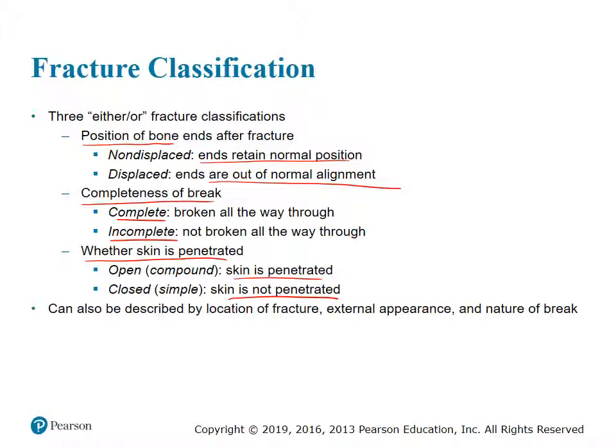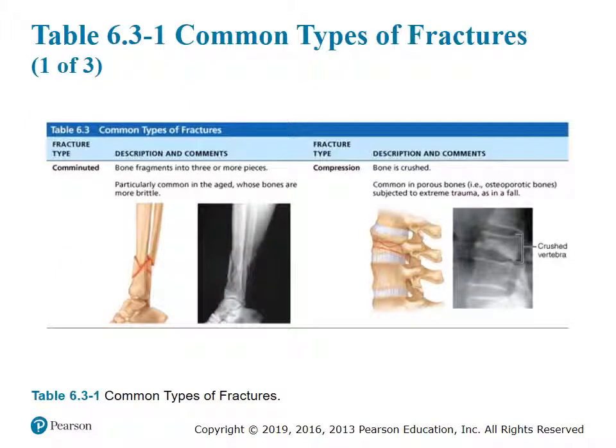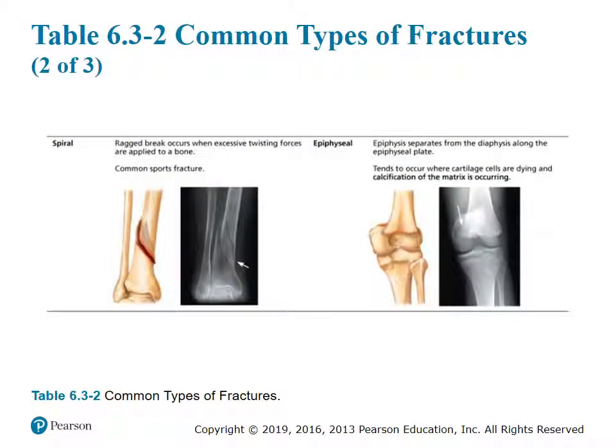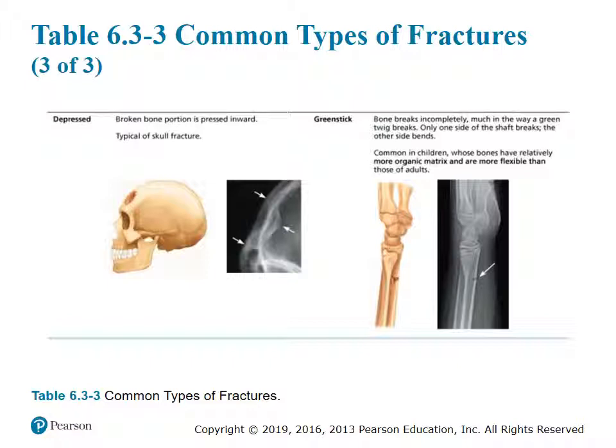And again, we can classify them that way, but some other ones can be classified in different ways. So here's table 6.3-1 and 2, our next one, and they show you the different types of fractures. I want you to study comminuted fractures, what a compression fracture is, and again, it's based on force and how that force is applied somewhere, what a spiral fracture is, what an epiphyseal fracture is, where you see a depressed fracture or a greenstick fracture, right?